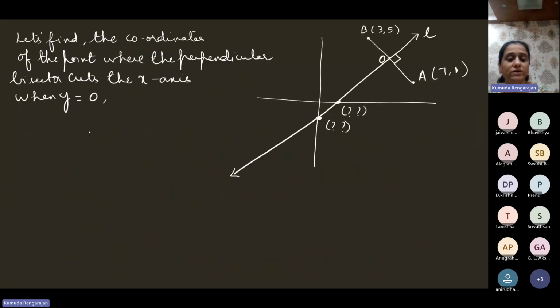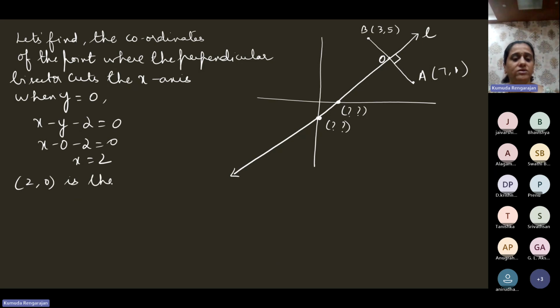x minus y minus 2 is equal to 0 is the equation of the perpendicular bisector. And we know that every point on this line will satisfy the equation. So this point lies on the line L, and it will satisfy the equation. So when y is 0, x minus 0 minus 2 is equal to 0, x is equal to 2. So (2, 0) is the x-intercept. The x-intercept means the point where the line cuts the x-axis.